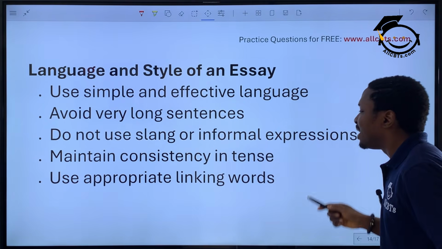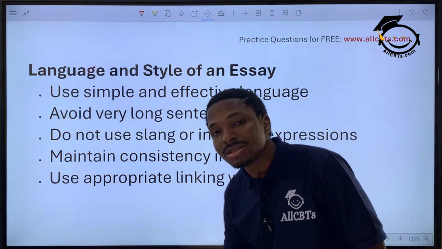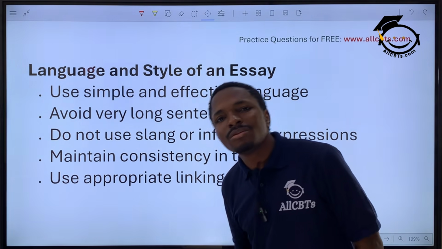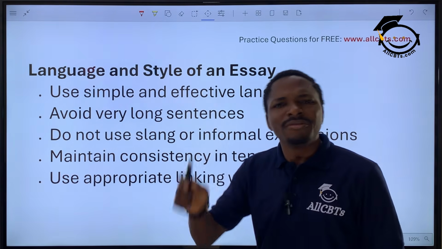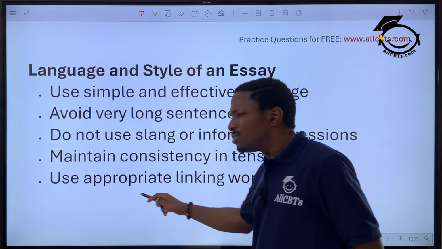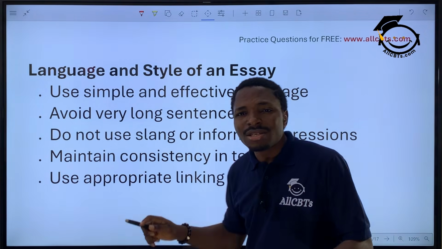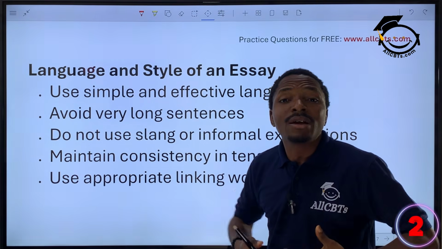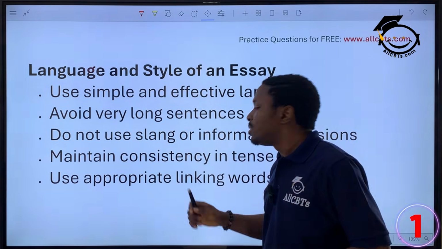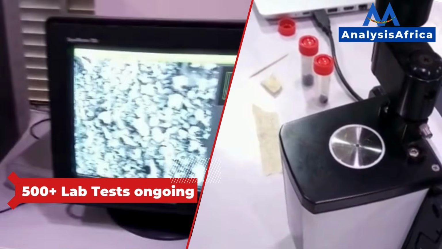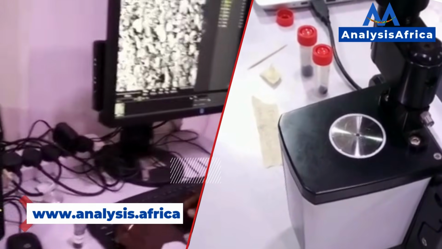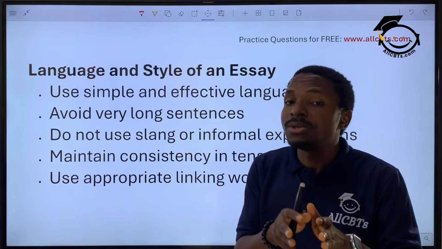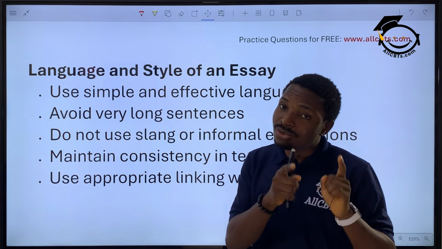Good. Use appropriate linking words: but, and, however, although, therefore, nonetheless, nevertheless. Very important. In fact, this is so nice. When you use these, your essays look beautiful to read. It looks amazing. You look like a professional writer when you use linking words. So go and list out linking words and begin to practice how to use them in your next essays. Are you still there?